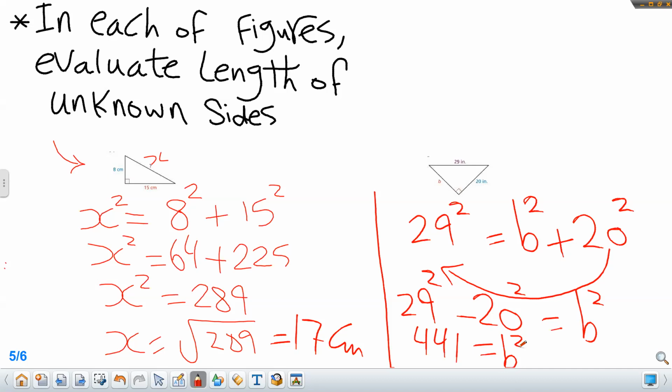How to find b? Square root. What about the square root of 441, which is 21? Then we can say b equals 21 inches. Okay, it's easy.